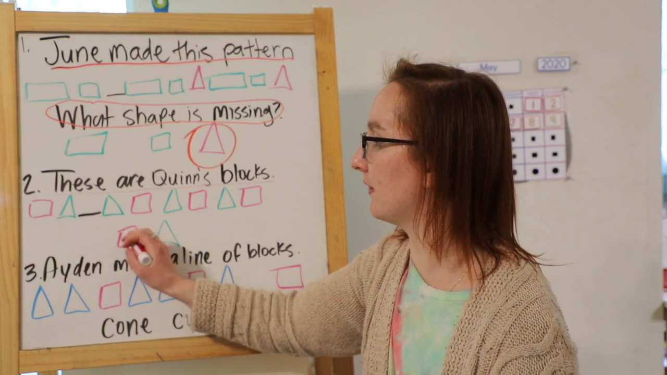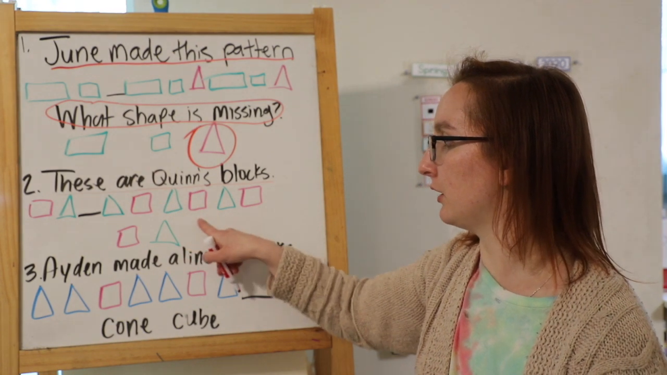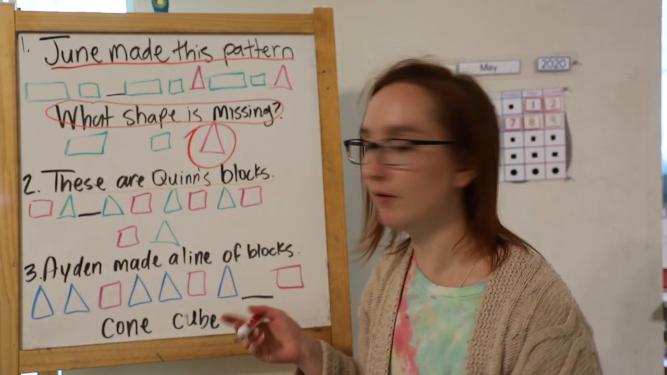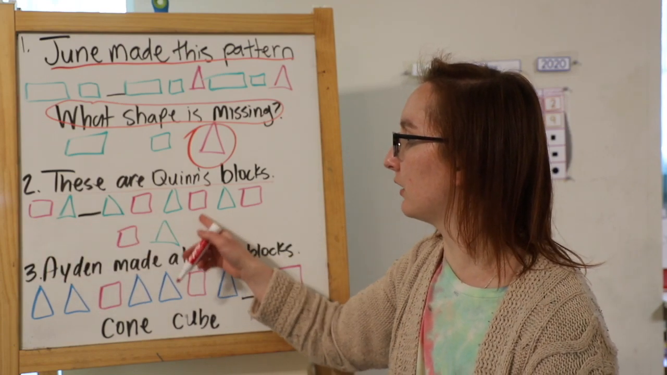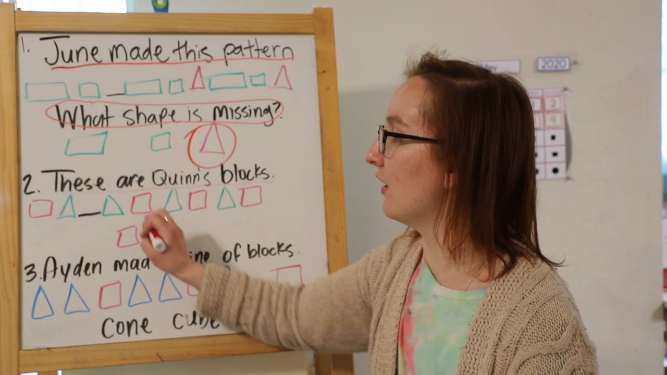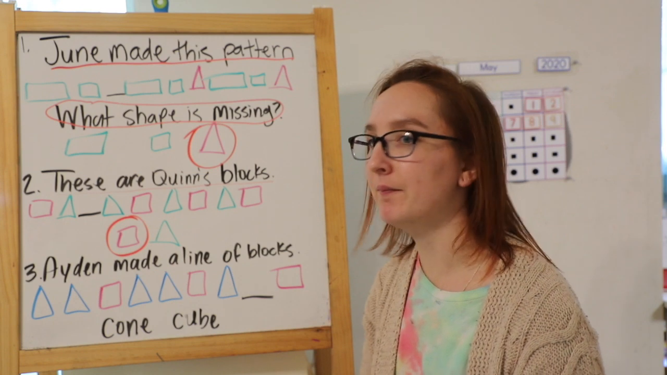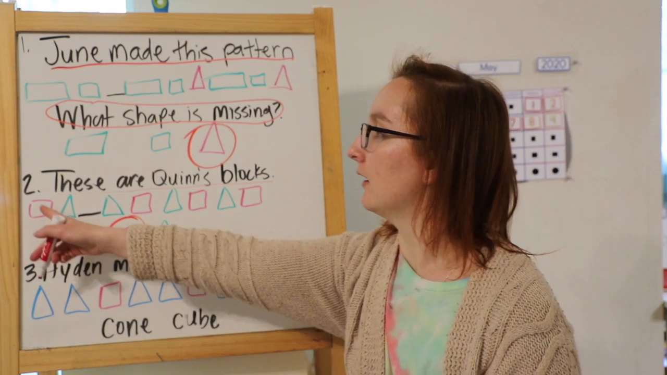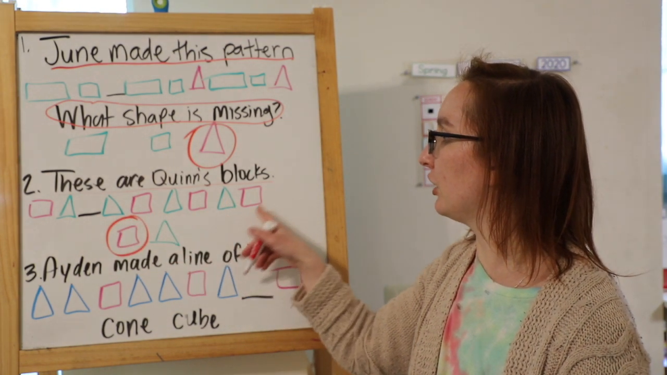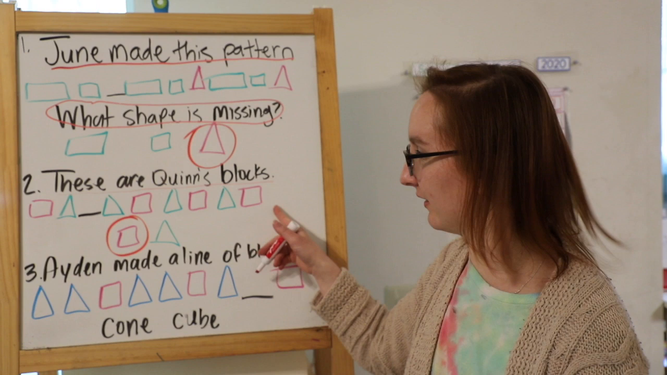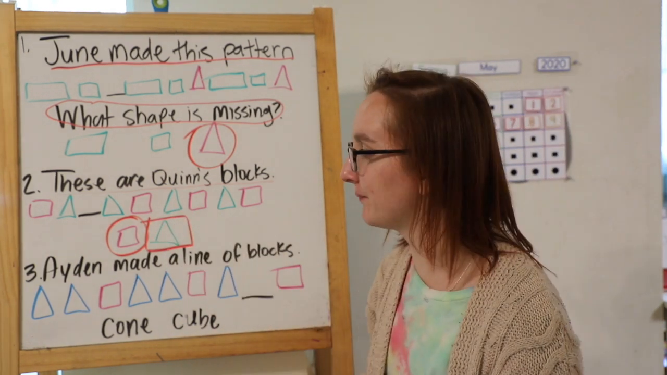So what if we plug in this cube? Cube, cone, cube, cone, cube, cone, cube, cone, cube. That sounds right. But what if we put in a cone? Cube, cone, cone, cone, cube, cone, cube. That doesn't sound right. So we're going to have our cube in the missing spot, so we're going to circle that one. And then we need to find out what comes next. Cube, cone, cube, cone, cube, cone, cube, cone, cube, cone. So we're going to have our cone coming next. So you're going to draw a box around that.